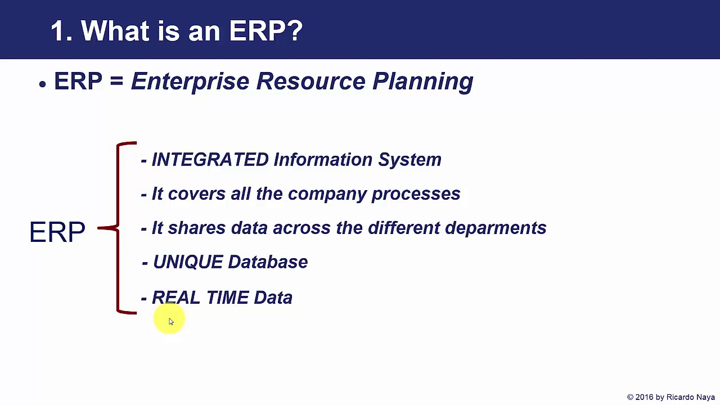That means if in one department like purchasing they enter one object or one piece of information such as a purchase order, it automatically is going to be updated in the unique database and is going to be available for the rest of the departments to check it and to see it.